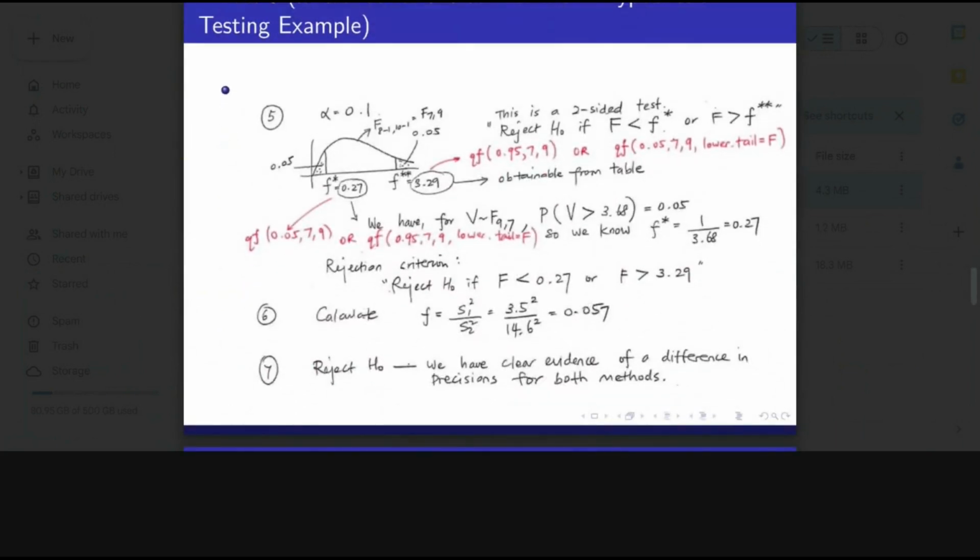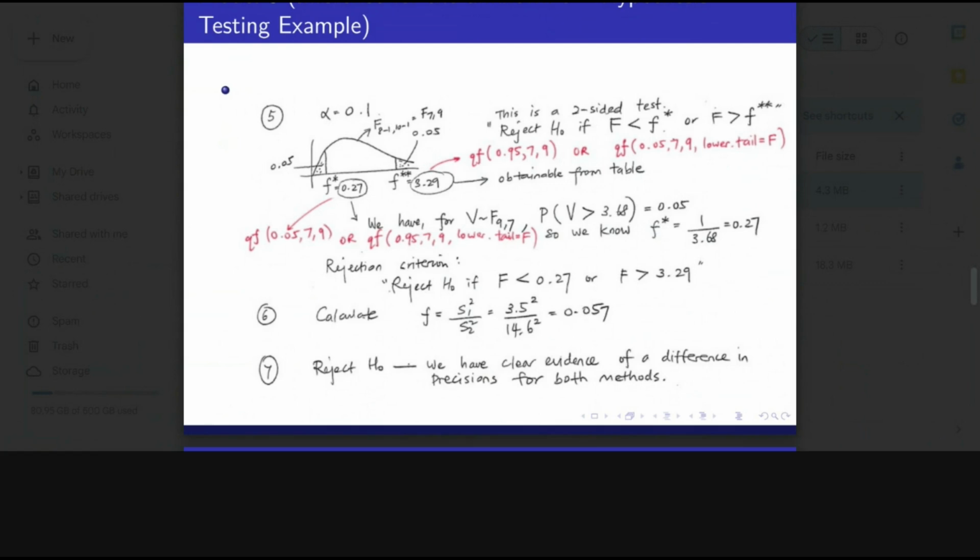Have a look. First of all, why am I looking at an F79? I'm looking at an F79 because that's the sample size less one, sample size less one. Okay, first of all, if you look at an F79, we need to find out when the significance level is 10%, what's the 5% point here and the 5% point here. Okay, so you can get this from the table. I'll show you. 3.29 is the easier one to get because we know that the table gives you the right side. Okay, so have a look.